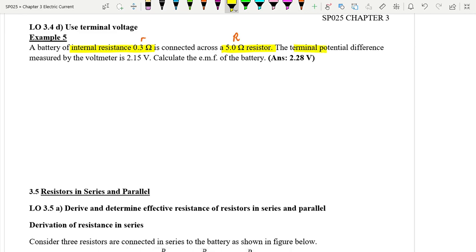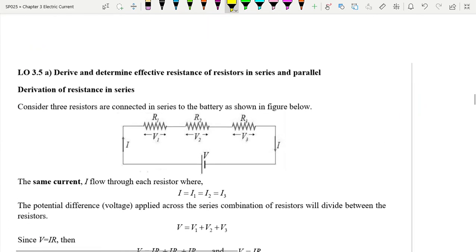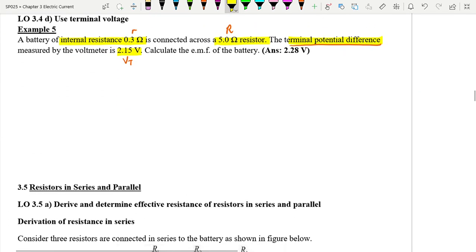The terminal potential difference measured by the voltmeter is 2.15 volt. So, terminal potential difference, that is referring to V terminal. Okay. Bukan EMF, tapi V terminal. So, that's the keyword yang kita bezakan antara EMF dan juga V terminal. And then, calculate the EMF of the battery. So, soalan simple sahaja. Dia minta kita cari EMF.